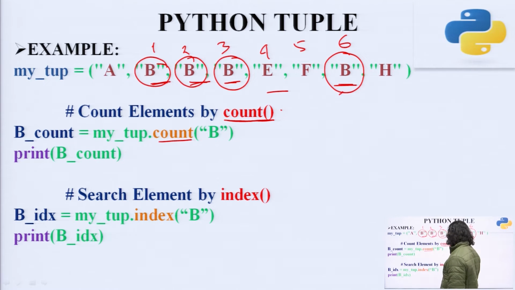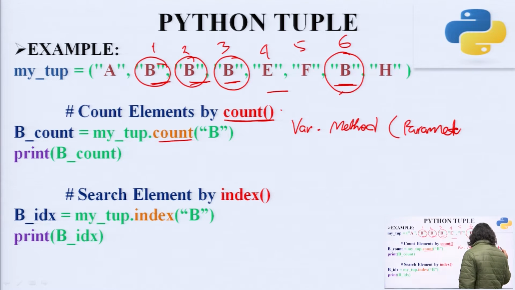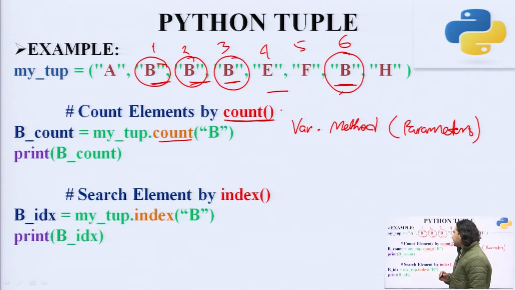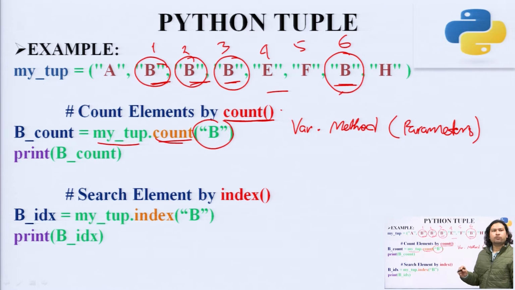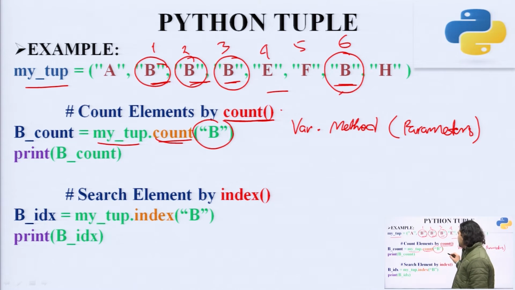The next thing is, now we are trying to count it by using the count method. The syntax for the count method is the variable followed by a dot followed by the method, and in the brackets, whatever is there is known as the parameter. With this syntax you can see my tuple variable is there. In my tuple you can see A, B, B, B, E, F, B, H, and we are counting the B. So, we are just counting the number of B's which are available in my tuple. Here you can see we have 4 B's, so the answer for this one is 4.